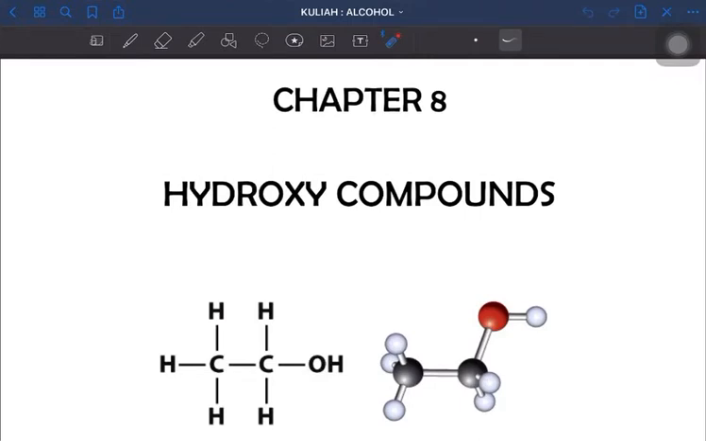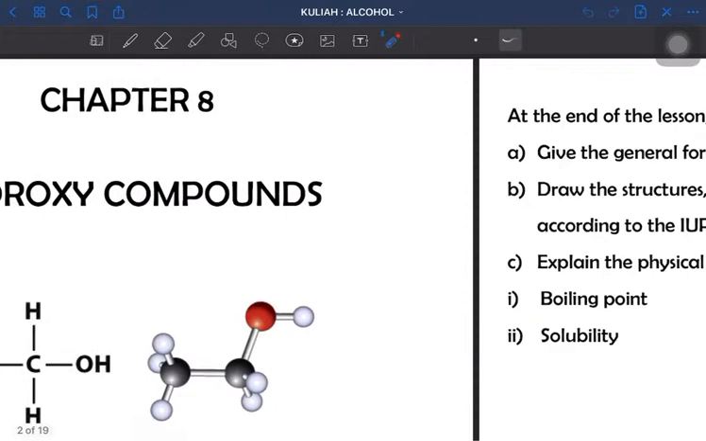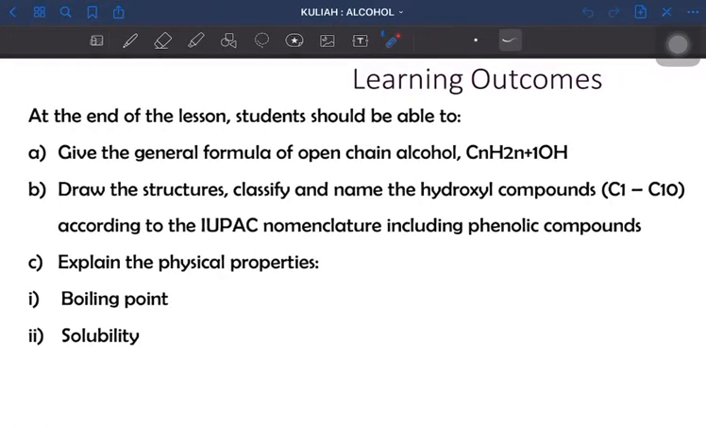Okay, so today we are going to look into the lecture for chapter 8, which is hydroxy compound. For today's lecture, these are the learning outcomes. The first one, we are going to give the general formula of open chain alcohol, CnH2n+1OH. And then we are going to draw the structures, classify and name the hydroxyl compound from carbon 1 to carbon 10 according to the IUPAC nomenclature, including the phenolic compound.